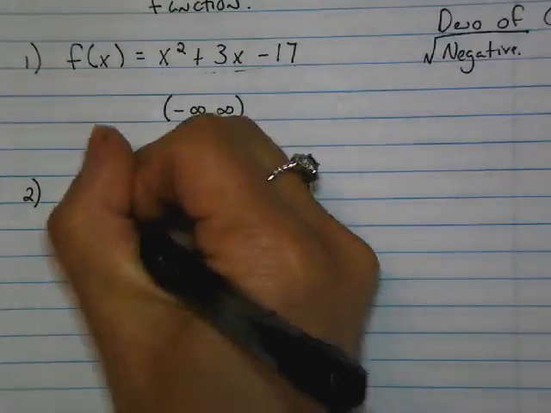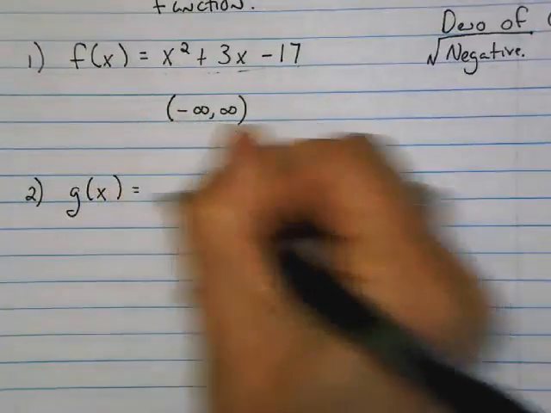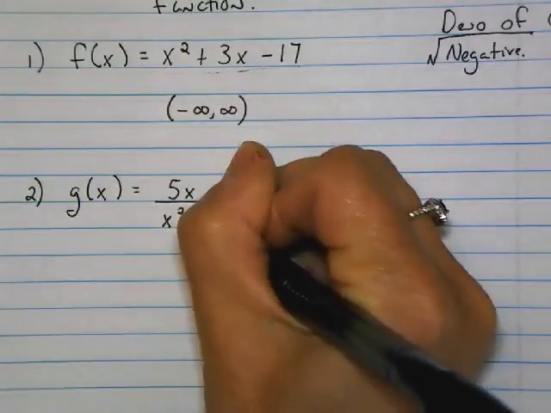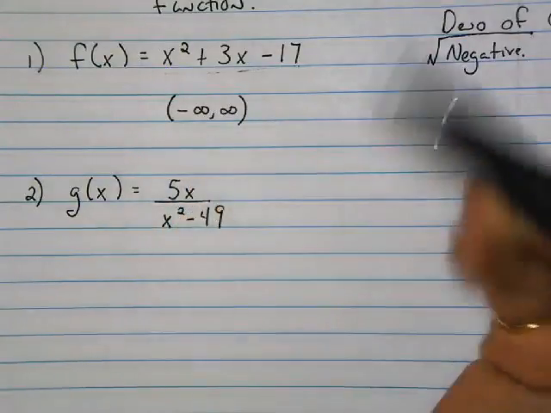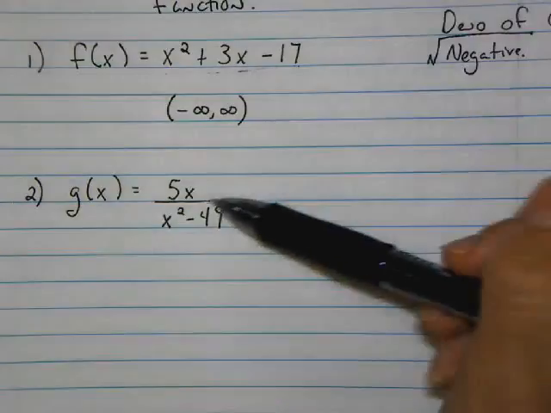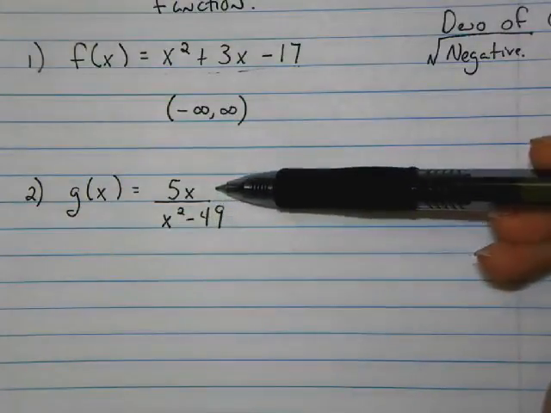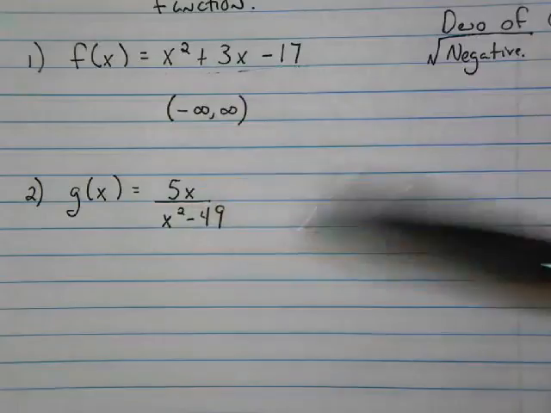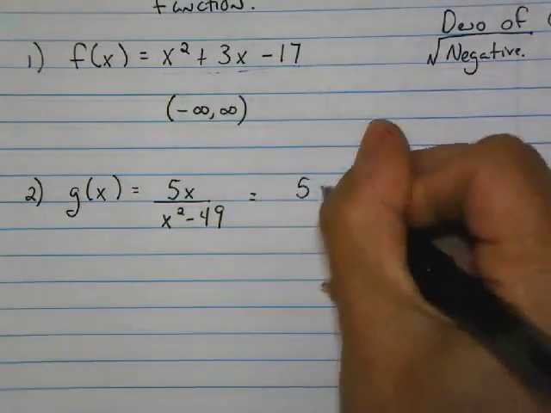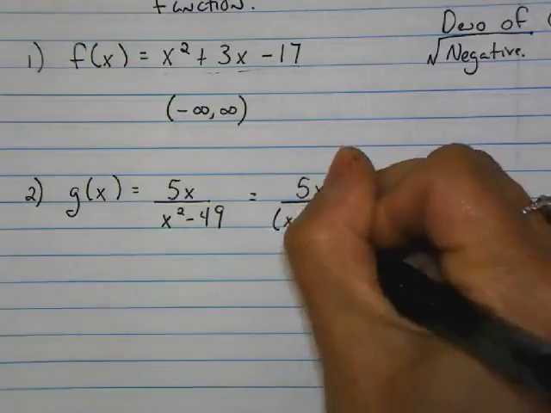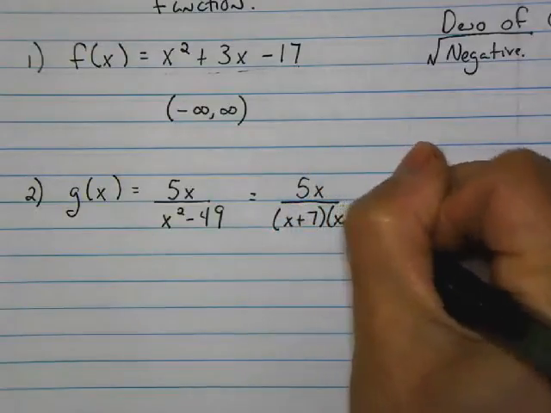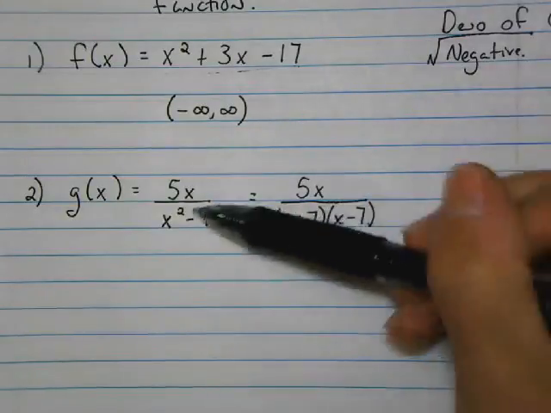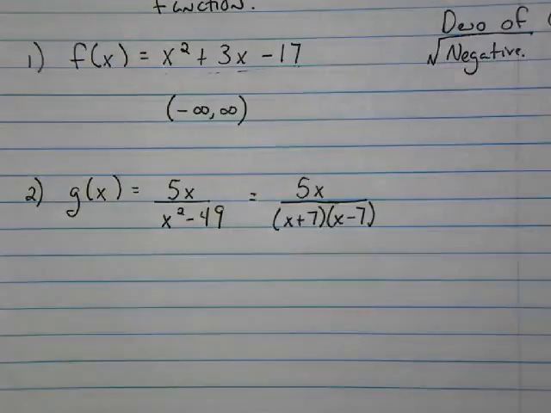Alrighty? Let's say I have function g of x, which is defined as 5x over x squared minus 49. So the first thing we're going to need to do is to go ahead and try to factor this denominator. If you notice, this is the perfect difference of two squares. So I'm going to rewrite it as 5x over x plus 7 times x minus 7. Right? Because if we FOIL it, we get back to x squared minus 49.